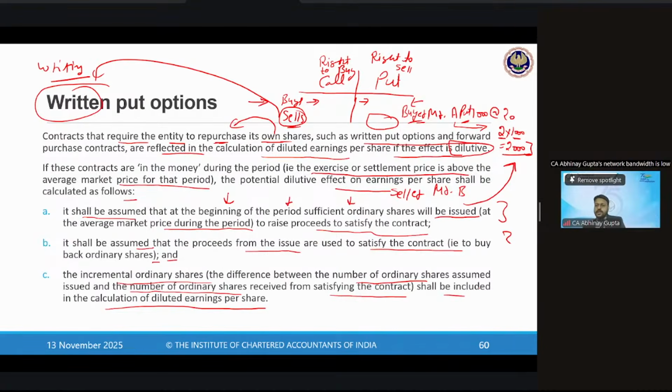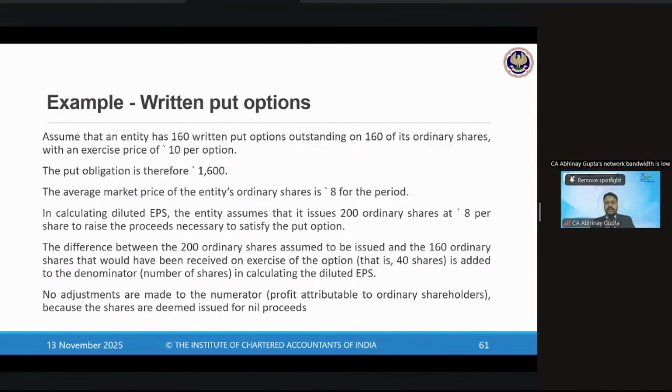कुछ समझ में नहीं आया, राइट? स्टैंडर्ड ने क्या कहा? So let's do the numerical first. What the standard is saying, let's understand with the numbers. Then we will read the literature again.